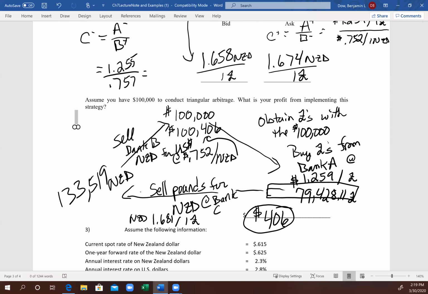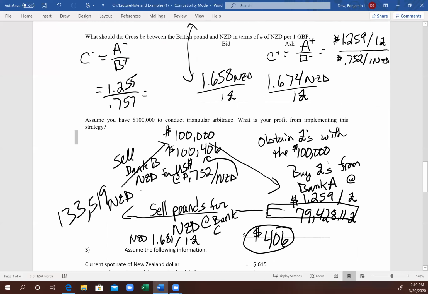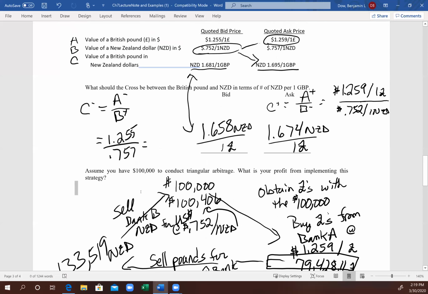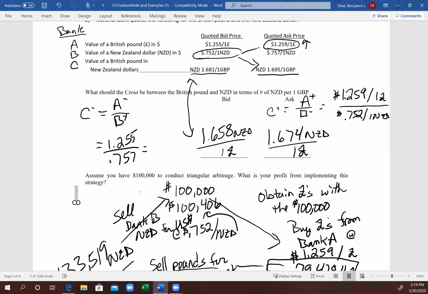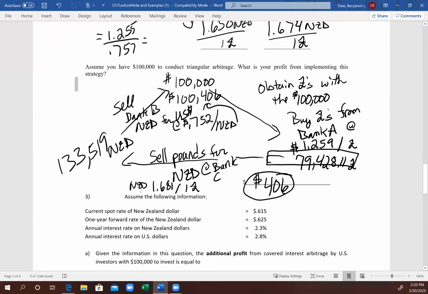Now, what's going to happen within this triangular arbitrage is that as we buy pounds from Bank A, the ask price is going to go up, and the bid price that we receive in terms of New Zealand dollars for those pounds will go down, and the bid price in terms of the number of US dollars we receive for every New Zealand dollar we sell back to Bank B will also go down, and will put us back into equilibrium.